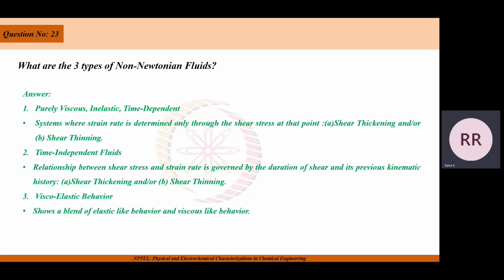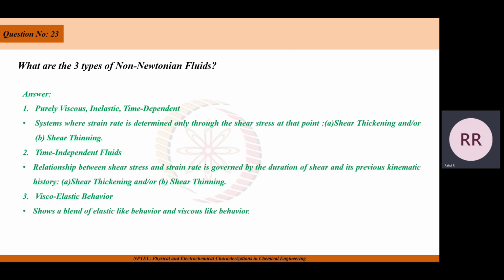The next type of non-Newtonian fluids are the time dependent fluids, where the relationship between the shear stress and shear rate is governed by the duration of shear and its previous kinematic history. Instead of depending only on the shear stress or shear rate at a particular point in time, it depends on the duration for which the shear has been experienced, and also on the previous kinematic history of the material.